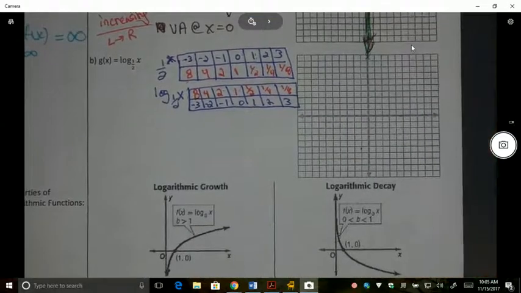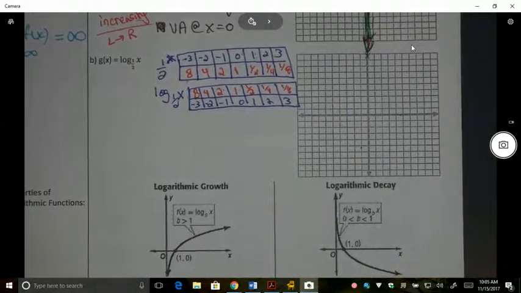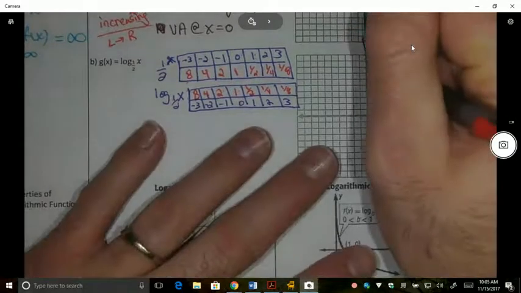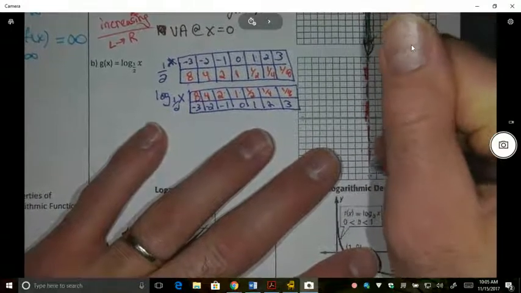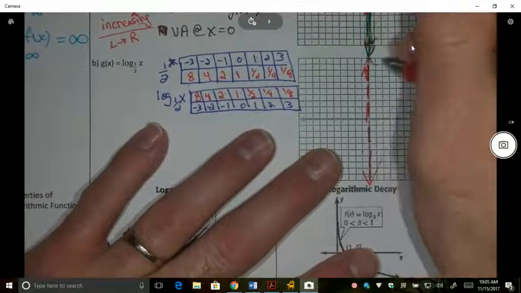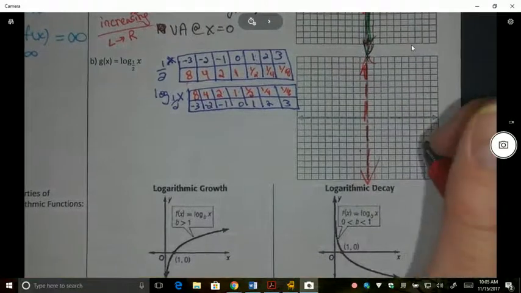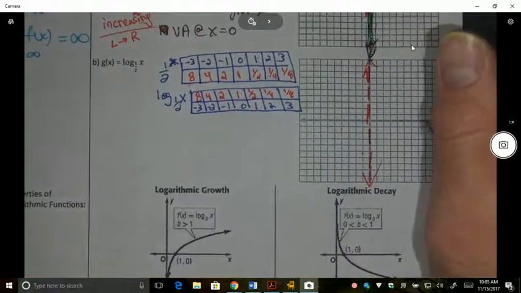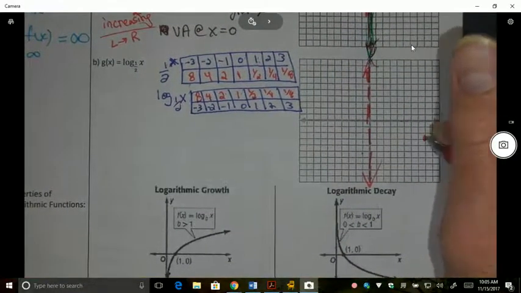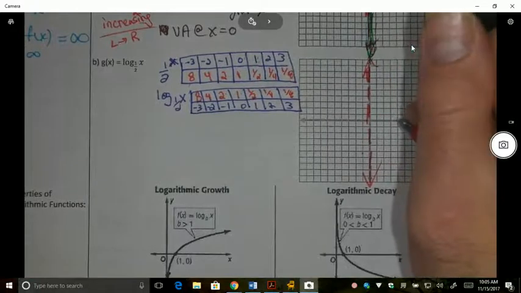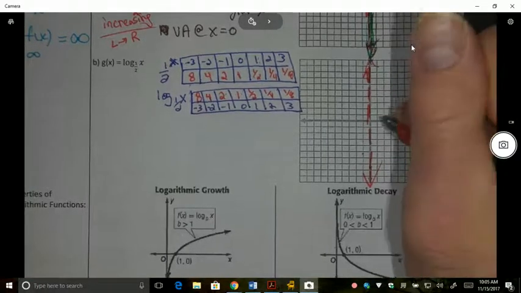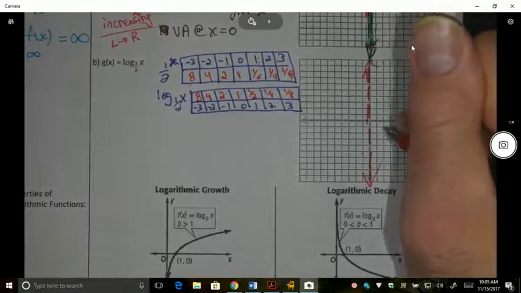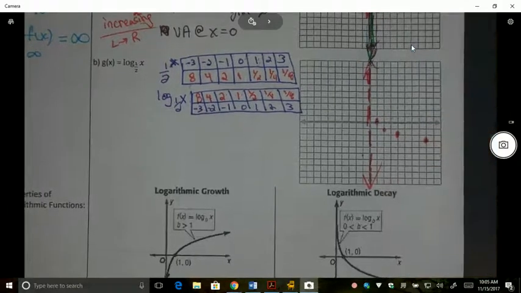Oh wait, also where's my asymptote for this function? X equals 0, yes. Unless it's shifted left or right, this has a vertical asymptote at x equals 0. So I'm going to go to 8, and I'm going to go down to -3. Then I'm going to go to 4 and go down to -2. Go to 2 and go to -1. At 1 we have 0.